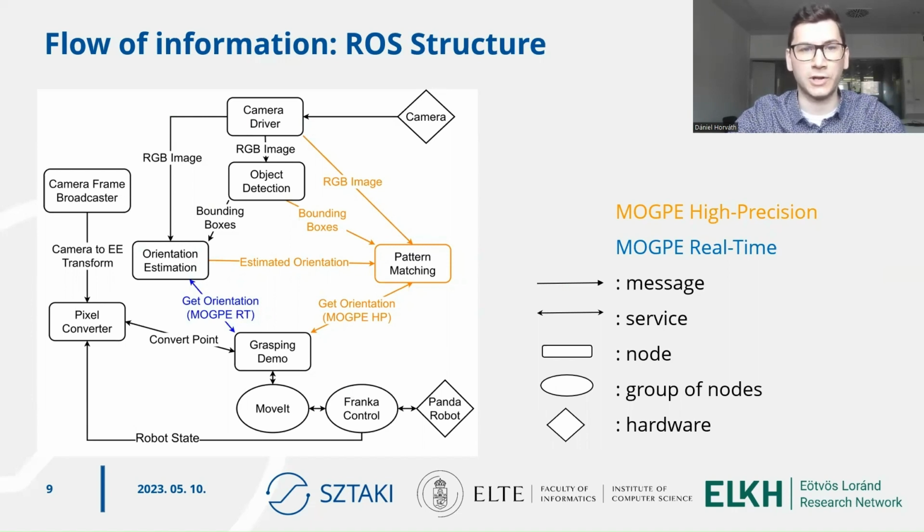And here in the real-time version, we send this information straight away to the grasping demonstration node. But if you want the high-precision method, we have a pattern matching, which is shown in orange. The grasping demo uses MoveIt as a fast planner and the Franka control. We also have a module to transfer from the pixel coordinate system to the robot coordinate system. We had a calibration method before that to make it happen. And this is roughly the flow of information of the robot structure.